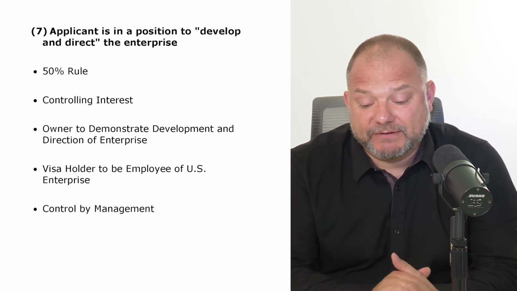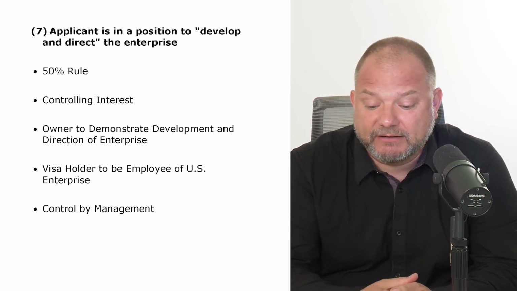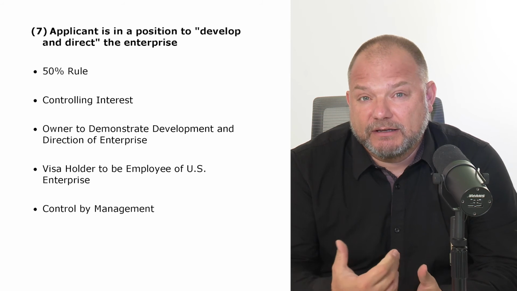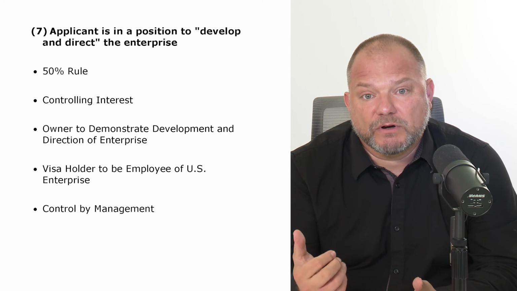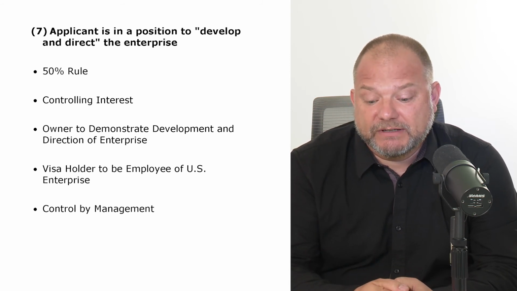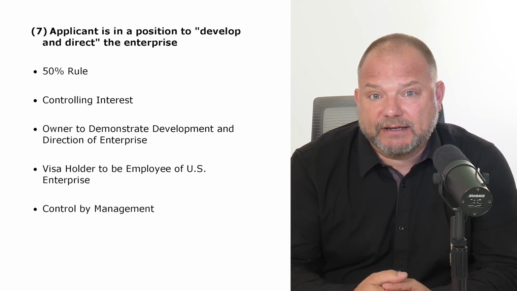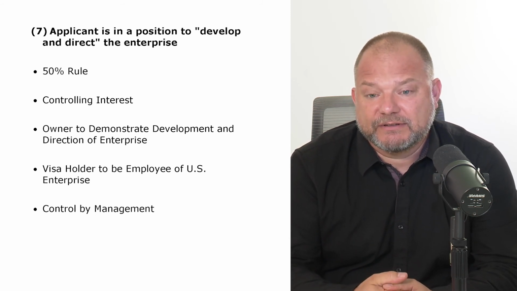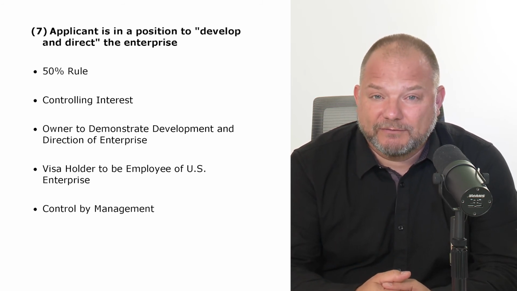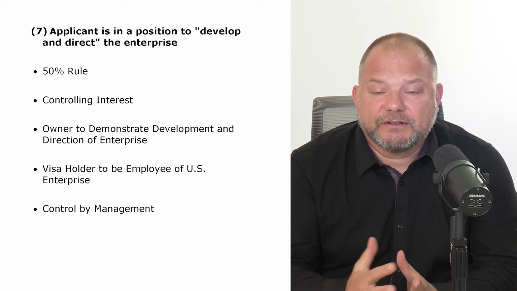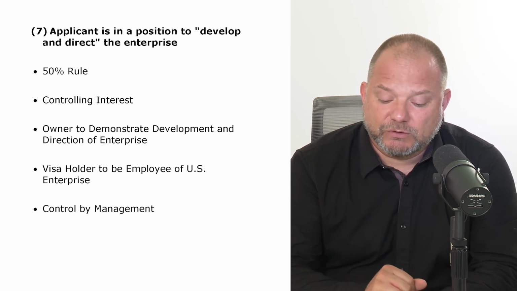So requirement number 7, the applicant is in a position to develop and direct the enterprise in the U.S. Here again, we have the 50% rule, which basically means if there is more than one owner of the business, then the applicant has to have at least 50% interest in the business. Usually, I would recommend 51 if possible, but 50-50 usually is sufficient. It has to be a controlling interest.